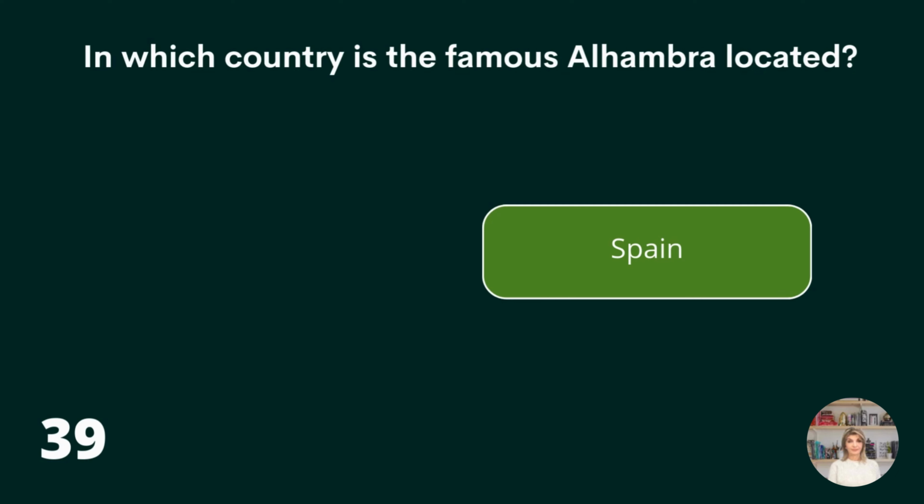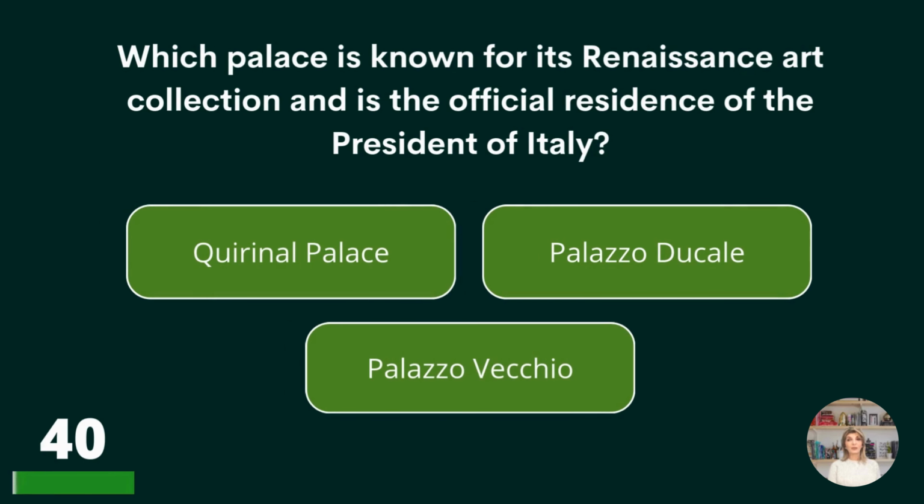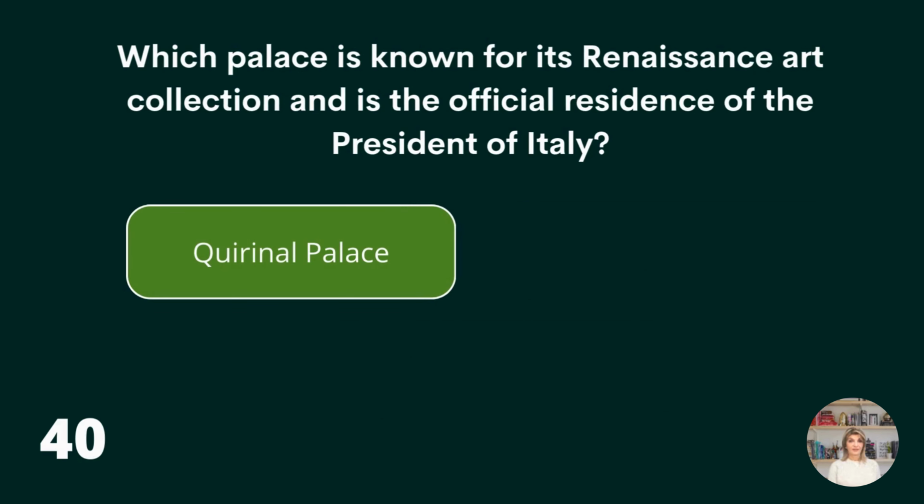Spain. Which palace is known for its Renaissance art collection and is the official residence of the President of Italy? Quirinal Palace, Palazzo Ducale, or Palazzo Vecchio? Quirinal Palace.